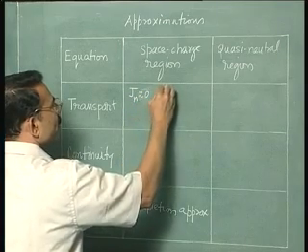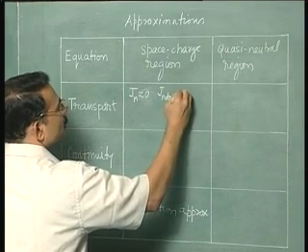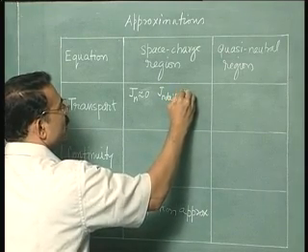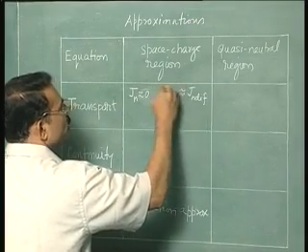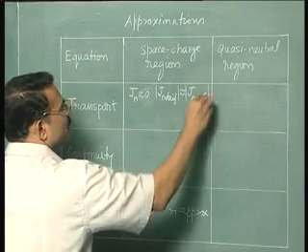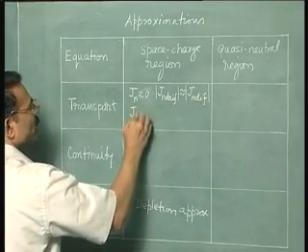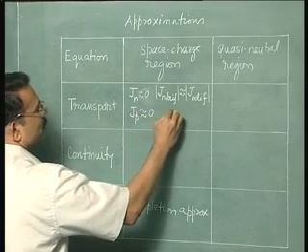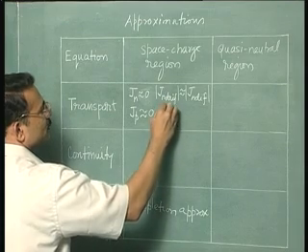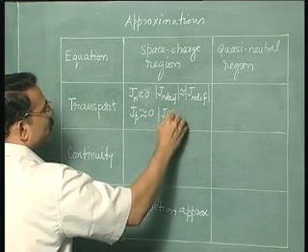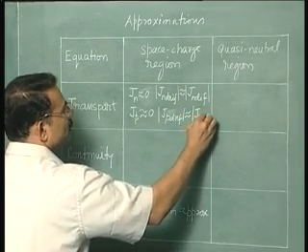That is to say, Jn drift and Jn diffusion are approximately in balance, because the difference between these two is very small, and a similar thing follows for Jp. So you can write a similar thing for holes here. Okay, so that is Jp drift is approximately equal to Jp diffusion.